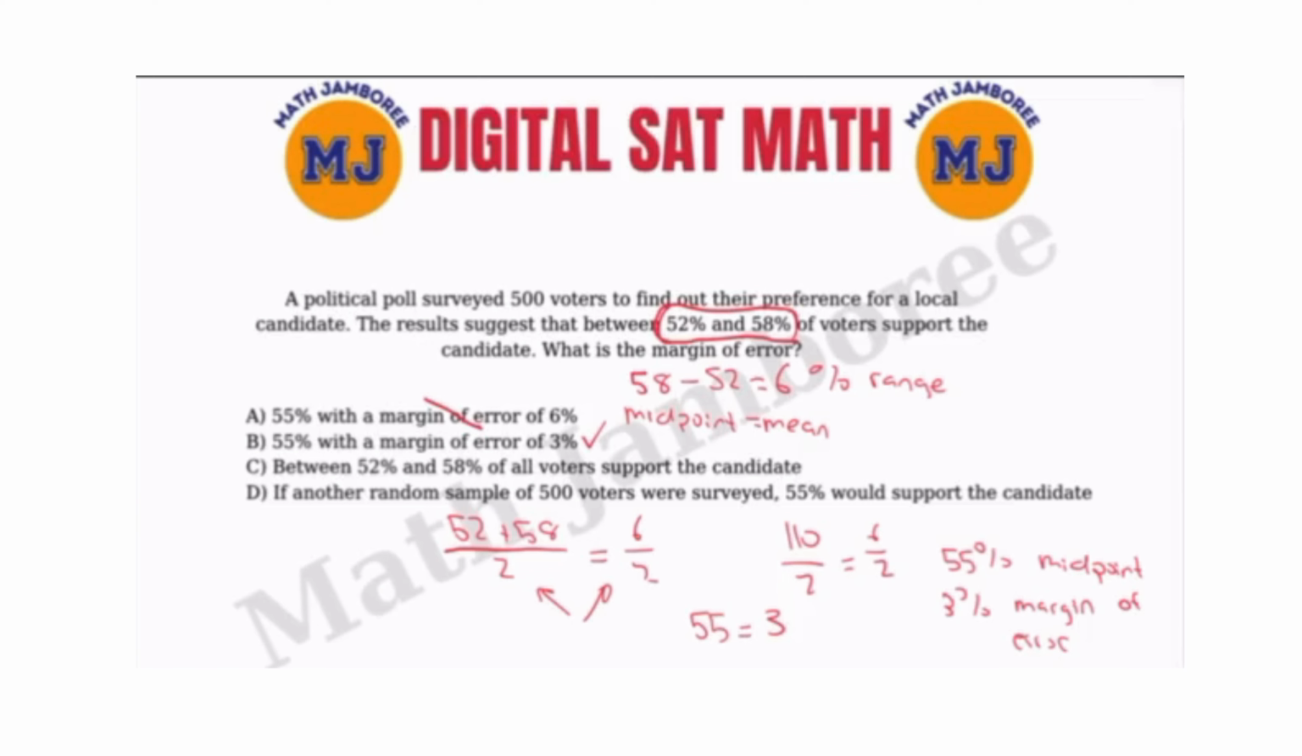C says between 52% and 58% of all voters support the candidate. That is true, but it is an incorrect answer in this case because they didn't ask for this, they asked for a margin of error. So since the choice doesn't contain the margin of error, it is incorrect immediately. D says if another random sample of 500 voters were surveyed, 55% would support the candidate. That is incorrect as well. So B is the only correct answer to this given question.